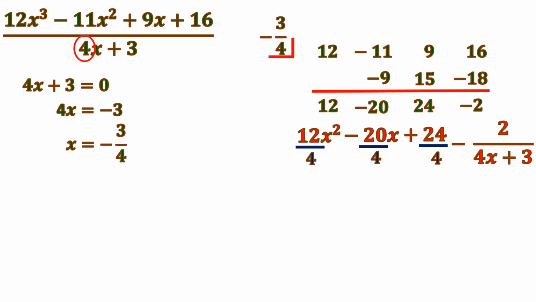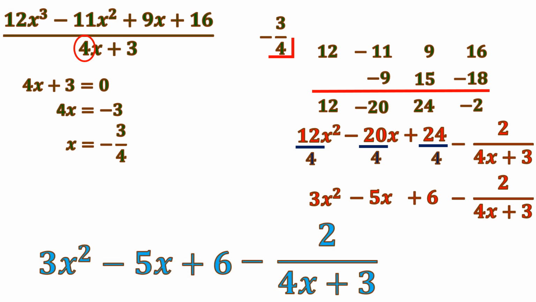And so let us continue. So we're going to divide it. It will become 3x squared minus 5x plus 6 and just retain the remainder. And that is the final answer, which is the same as the long division.